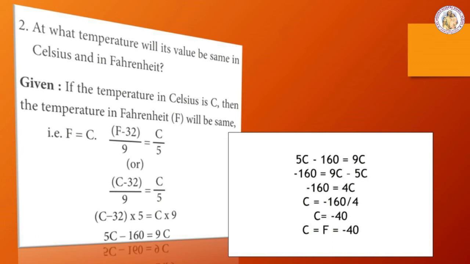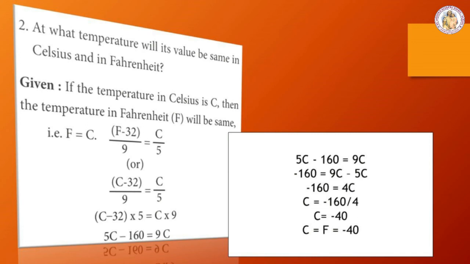Next, at what temperature will its value be the same in Celsius and in Fahrenheit? Note, if the temperature in Celsius is C, then the temperature in Fahrenheit will be the same. That is, F is equal to C. So what's the relationship between Fahrenheit and Celsius? It is F minus 32 by 9 is equal to C by 5. Or we can write C minus 32 by 9 is equal to C by 5 because F is equal to C.